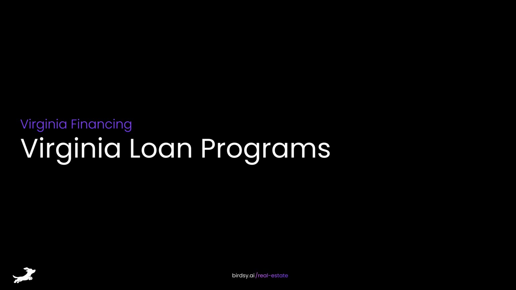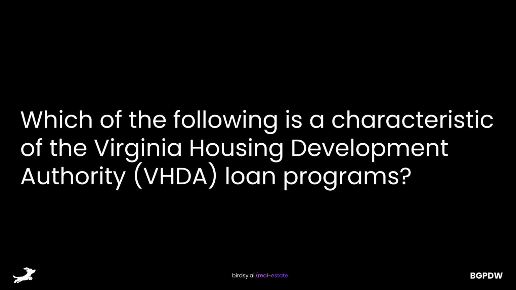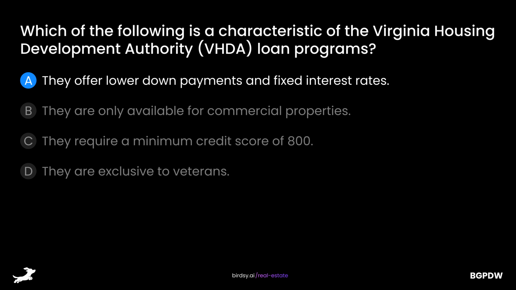Virginia loan programs. Which of the following is a characteristic of the Virginia Housing Development Authority loan programs? Is it A, they offer lower down payments and fixed interest rates? B, they are only available for commercial properties? C, they require a minimum credit score of 800? Or D, they are exclusive to veterans?